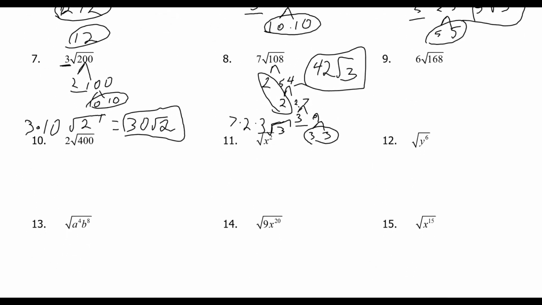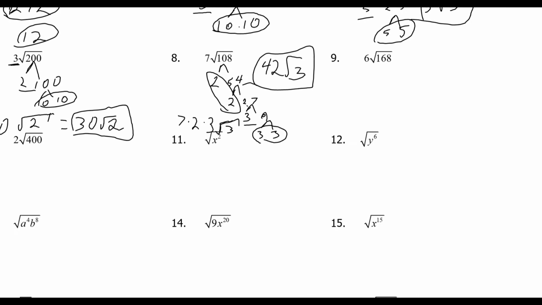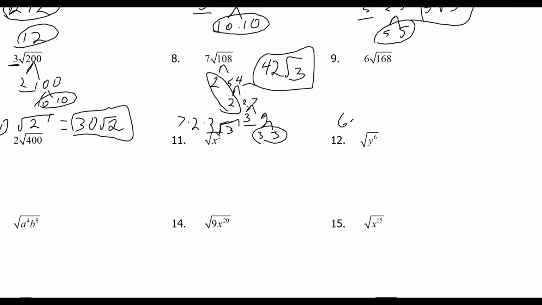Alright, number 9. Okay, I'm going to need a little bit of room for this one. Alright, so 6. We know that's going to be there. And we got 168, and that's going to break apart into 2 and 84. Break apart 84, that should be 2 and 42. 42, that's 2 and 21. And then 3 and 7. So I have a pair there, and that's it. So I've got 2. Okay, and then I've got 2, 3, and 7 left inside.